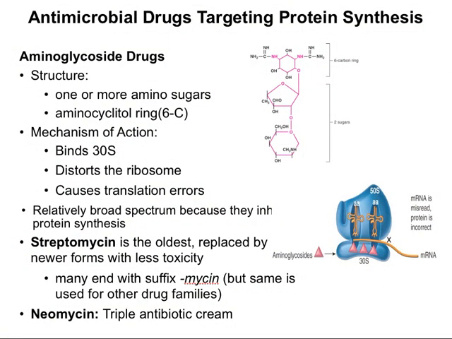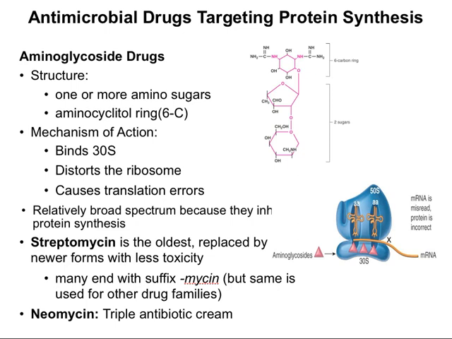Now we'll move on and look at the antimicrobial drugs that target protein synthesis. This is a fairly large class because, as you'll recall, the prokaryotic ribosomes are different in structure than eukaryotic ribosomes. Protein synthesis occurs on the ribosome, so it's a great target so that the antimicrobial drugs are specific to prokaryotes without doing damage to eukaryotic cells.